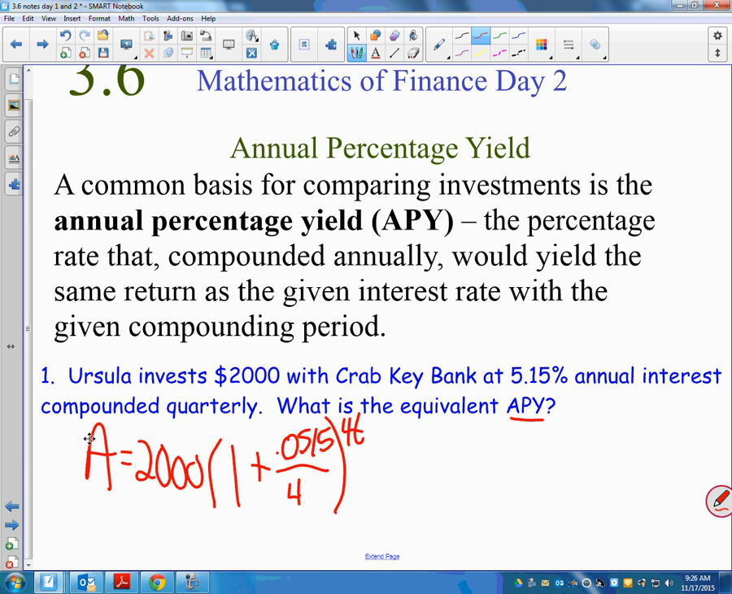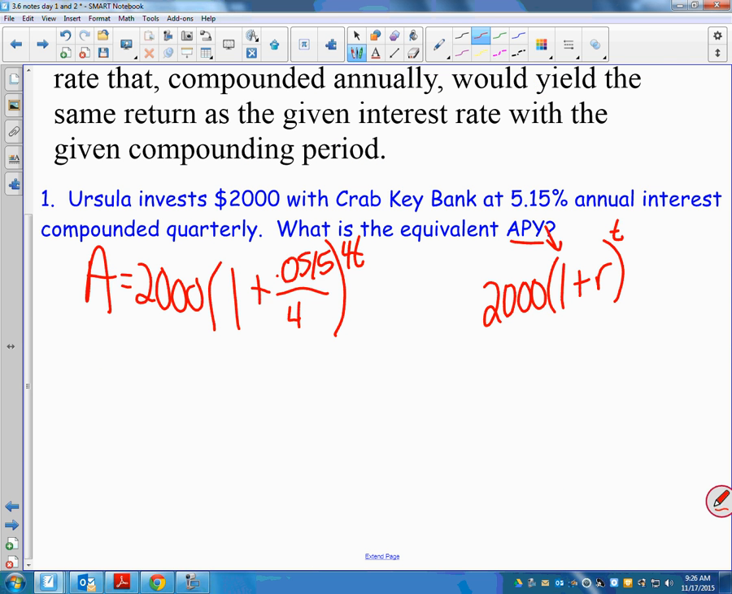What if I wanted to find the annual percentage yield? Basically, we're going to say, what would the rate be if it was just compounded once? So I take the same thing, 2,000 times 1 plus, I don't know what the rate's going to be, so I'm just going to call it R. Only compounded once, so R over 1 is just R, and it's only compounded once, which means it would just be to the 1t power. I want to know when those are equivalent, so I'm just going to set this equal to this.